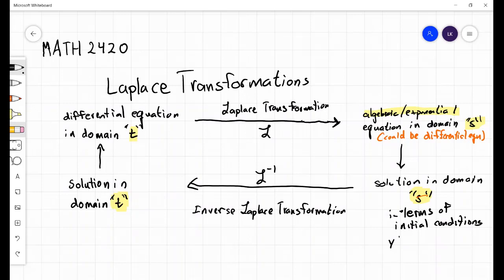We need to know what y is at time 0, so to speak, in domain T. That needs to be known. And maybe if you have higher order differential equations, you need to know what the derivatives are at time 0.